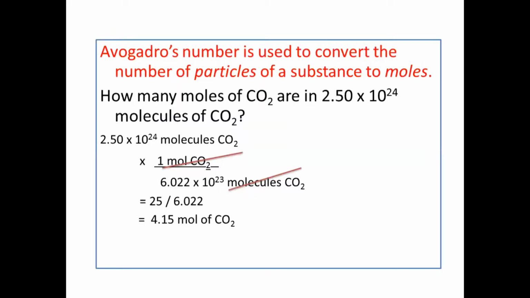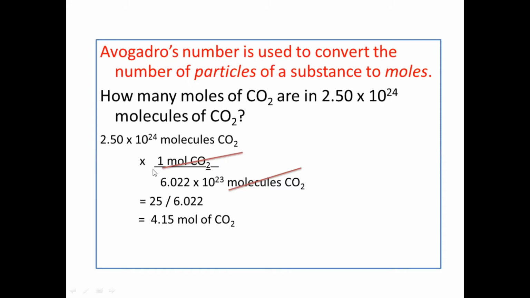The Avogadro's number is also used to convert the number of particles of a substance to moles. That is also a basic calculation. For example, how many moles of CO2 are there in 2.50 into 10 raised to 24 molecules of CO2? So the molecules are given and you have to calculate the number of moles. Here you can see that 2.50 into 10 raised to 24 molecules of CO2 are given.